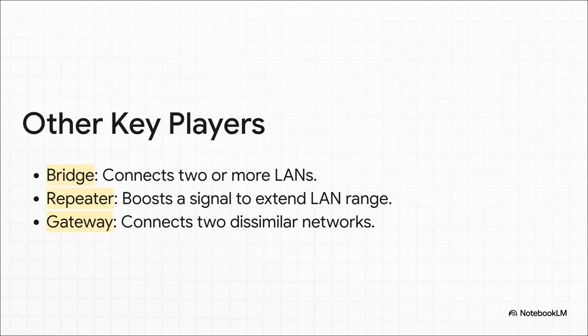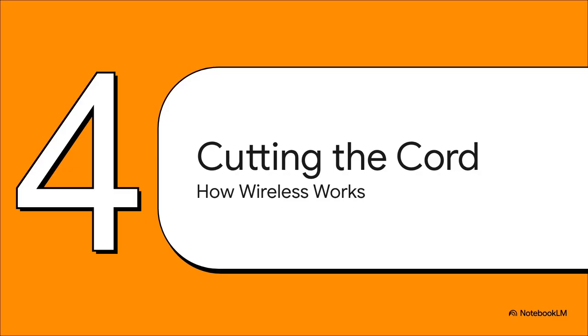And just to round out our hardware tour, there are a few other specialists worth knowing. You can think of a bridge as just a simple connector that joins two similar local networks together. A repeater is basically a signal booster. It gives the data a little push so it can travel farther without fading out. And a gateway is the master translator, this really clever device that allows two completely different kinds of networks to actually understand each other.